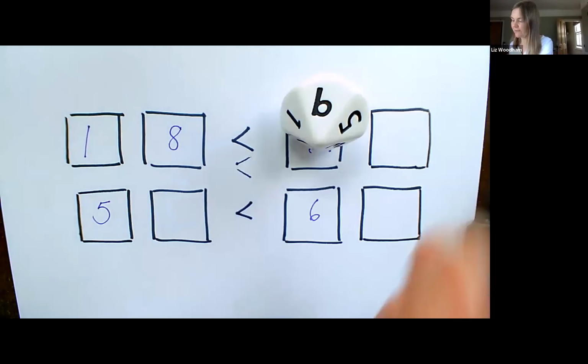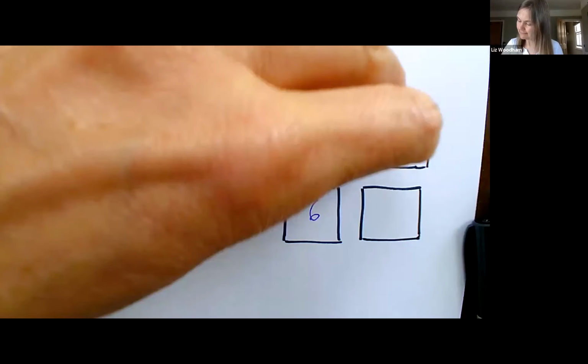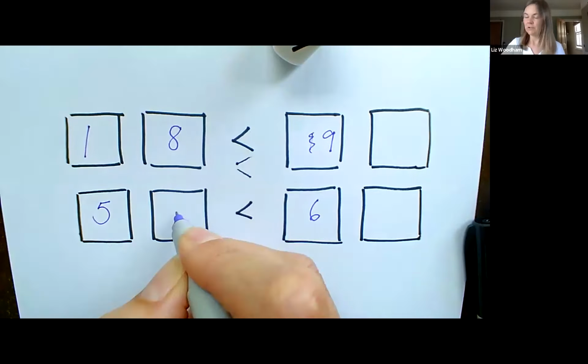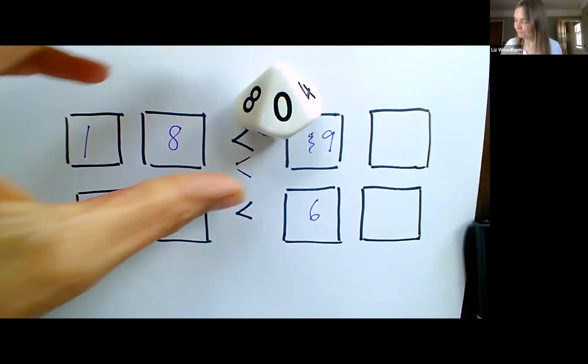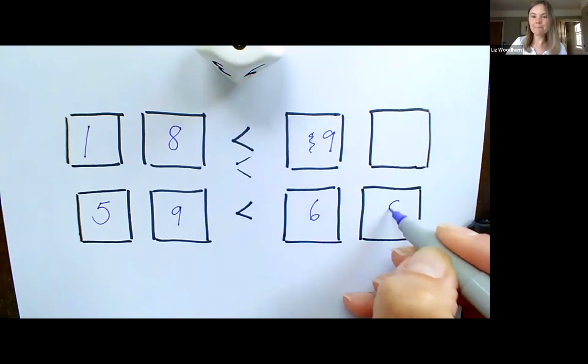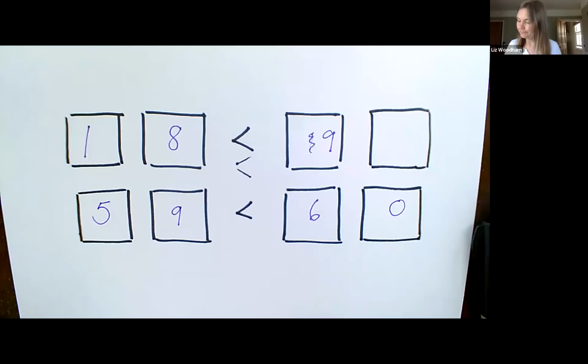And then we got another 9. Right, another 9. 2 more digits to go. 0. I'm going to make 60 there. And finally, another 9.